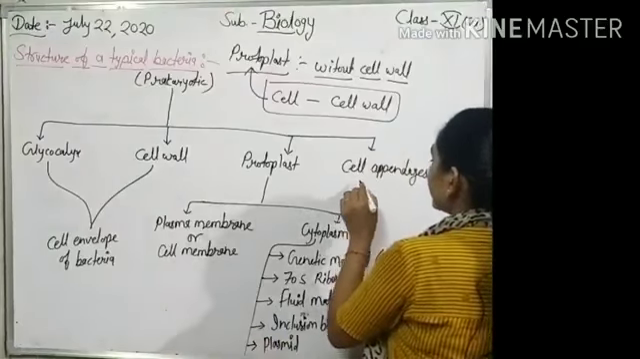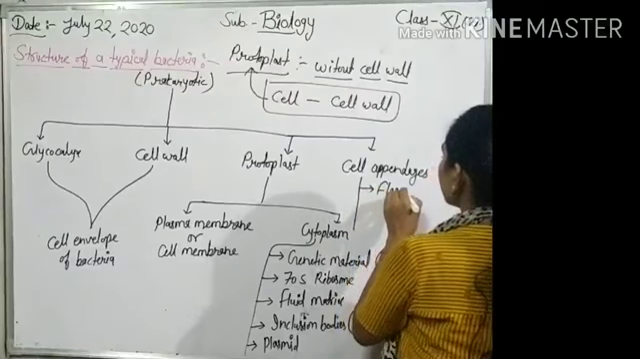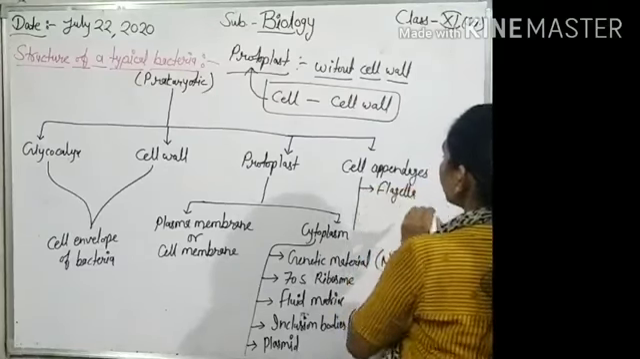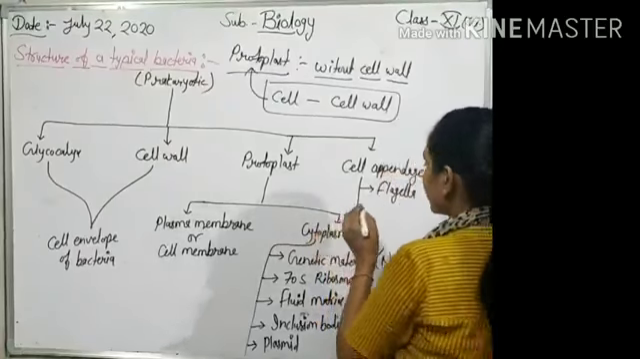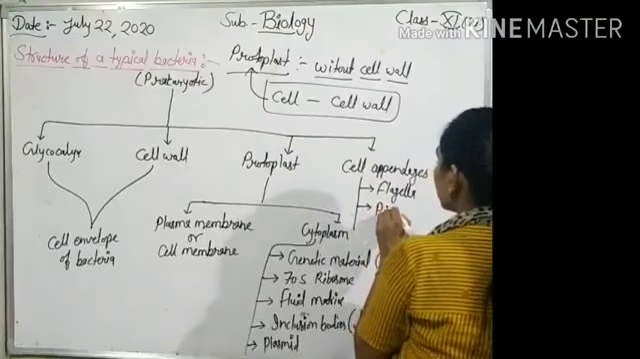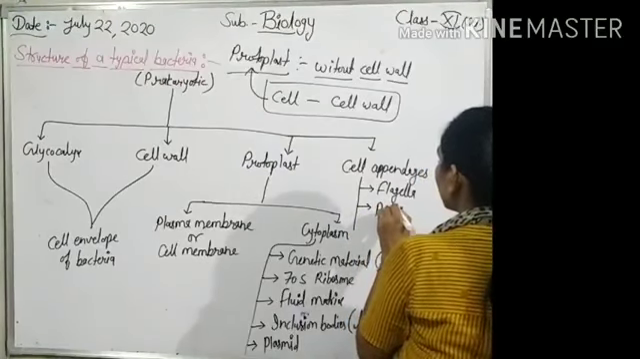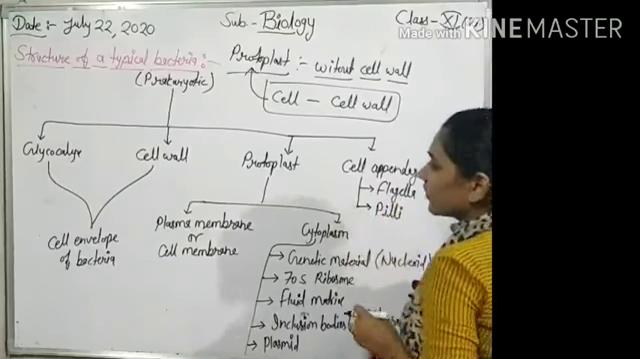And in cell appendages, flagella, which provide motion to bacteria, meaning the locomotive structure of the bacterial cell, and pili. Okay.